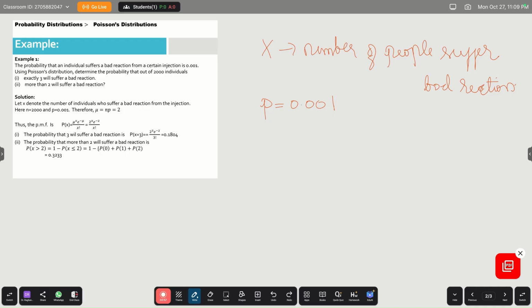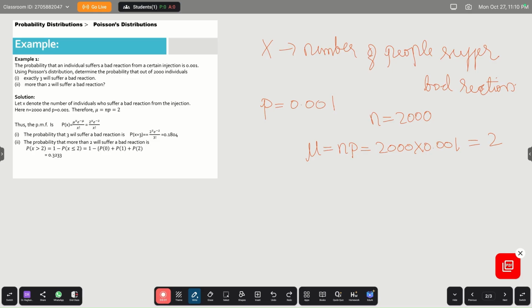That means out of 1000 people, there is a possibility that one person will be affected. And p is there, and we are trying to calculate the probability for n, 2000 individuals. So n is 2000 here. So n is there, p is there, so we can calculate the mean. Mean is n into p, and n into p is 2000 multiplied by 0.001, which is equal to 2.